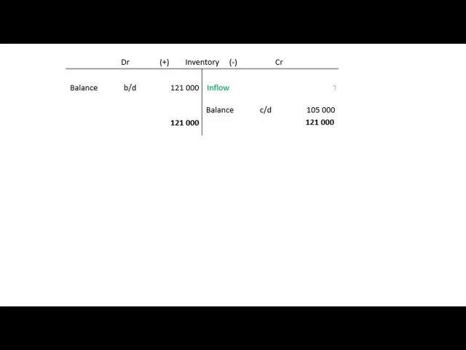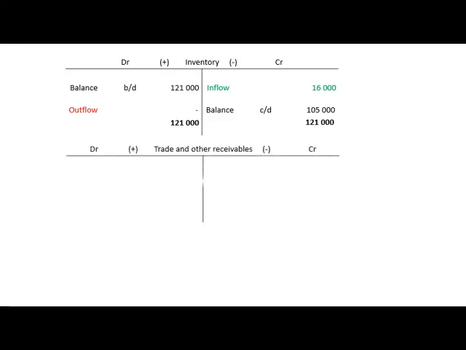So an inflow here will just be the 16,000 I just showed you. If the shortage was on the debit side, it was going to be an outflow. But here, the shortage was on the credit side, which is an inflow, okay? A reduction of your asset, which is your inventory, will result in an inflow.